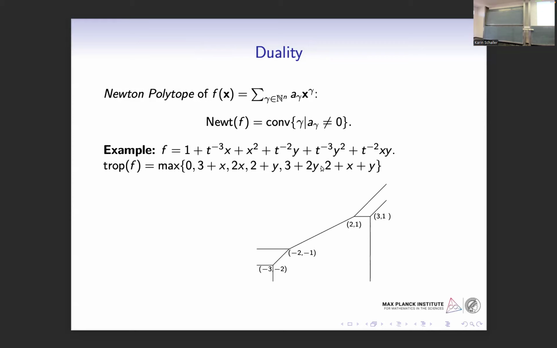So here is our polynomial f over the Puiseux series. So my exponents are these t to the power of something. There could be sums in t to the power of something, but this is a very easy example. So just t to the power of minus 3, minus 2 as exponents.